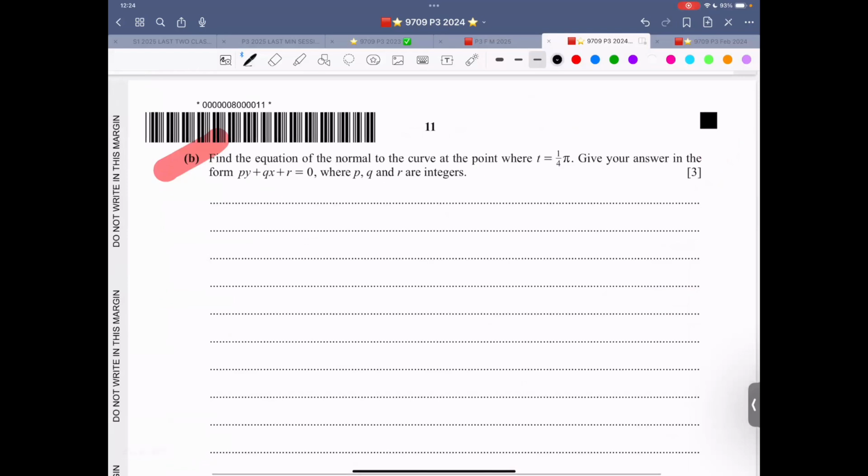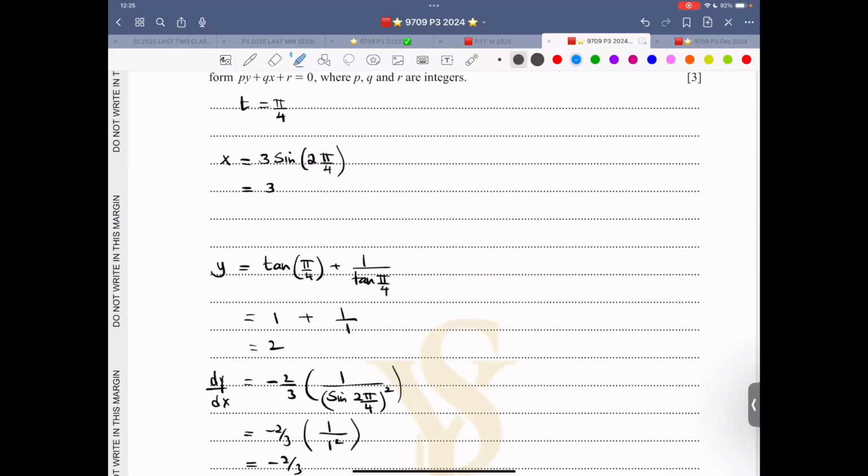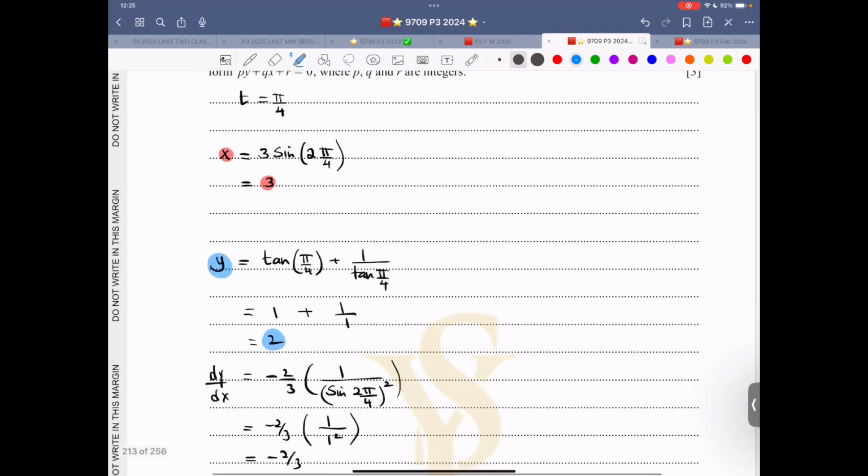The next one, that was very basic. Find the equation of the normal to the curve at the point where t is this much. Give your answer in the form: a y term, and then an x term, and then a constant, right-hand side is 0. So t is pi by 4, and you get this thing. So t is pi by 4, you get x. X comes out to be 3. Y comes out to be 2.